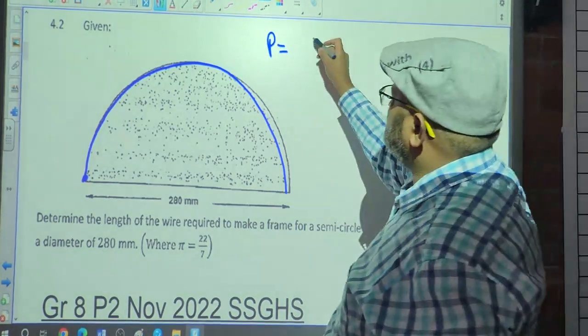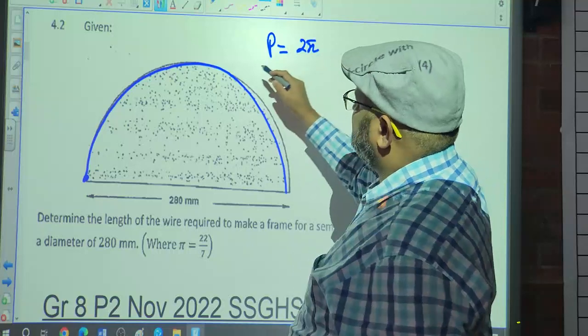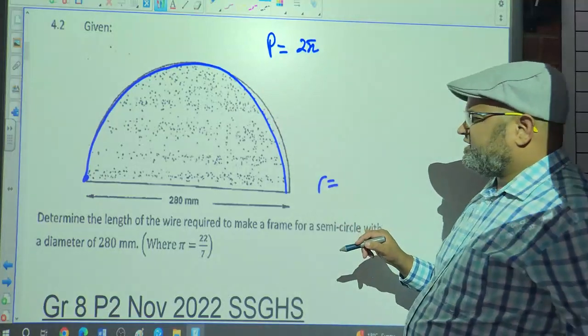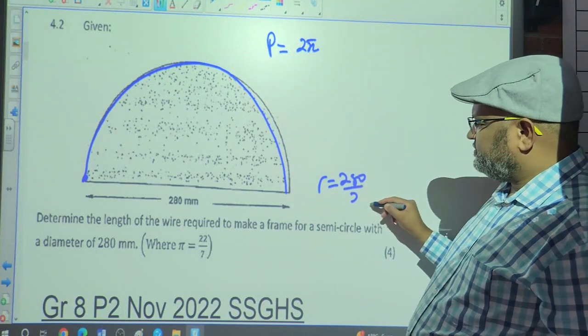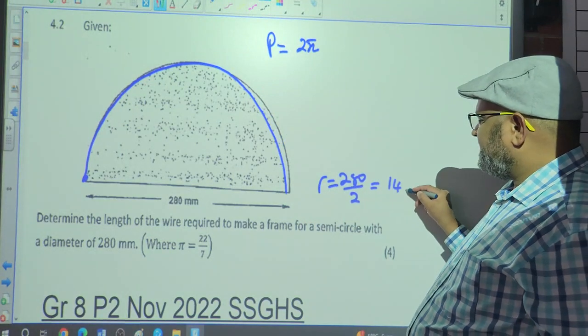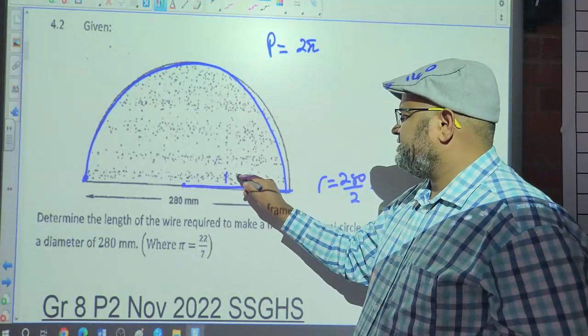2 pi r. So it's going to be 2 pi. And what's the radius here? Remember, the radius is going to be half of the diameter, not so? So it's going to be 280 divided by 2. It's 140. So from there to there is 140.